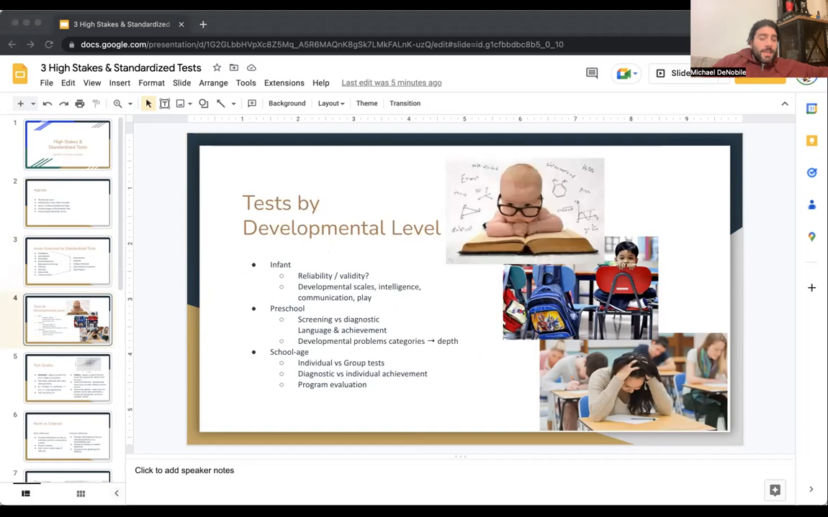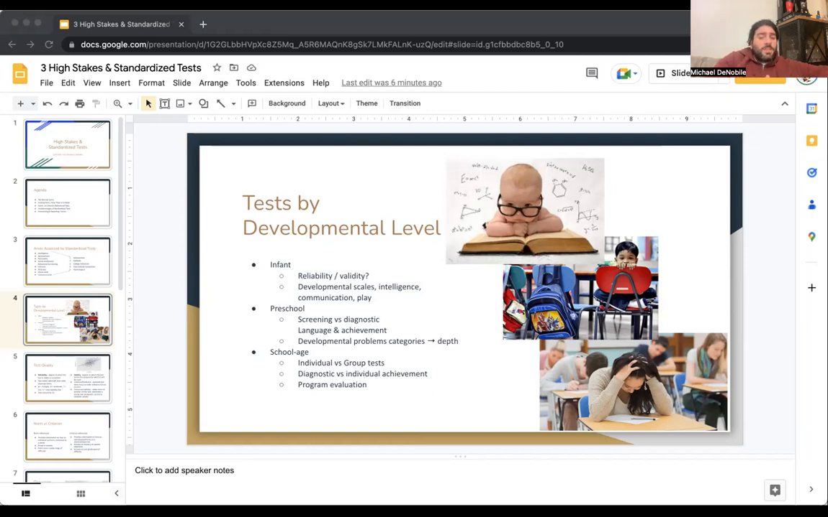And so we're going to now look at tests by developmental level. In infancy, there is a question about the reliability and validity of these tests, but there are a lot of developmental scales, intelligence scales, communication and play that is tested at the infancy level. At the preschool level, there's a lot of screening. Screening is a broad overview of where a child is at, and there's a lot of diagnostic. Does the child have an issue, let's say with reading or with listening or processing? That usually starts at the preschool level. So, for example, does the student have an issue with phonics? They have to take a diagnostic exam in order to see if they have an issue with phonics.